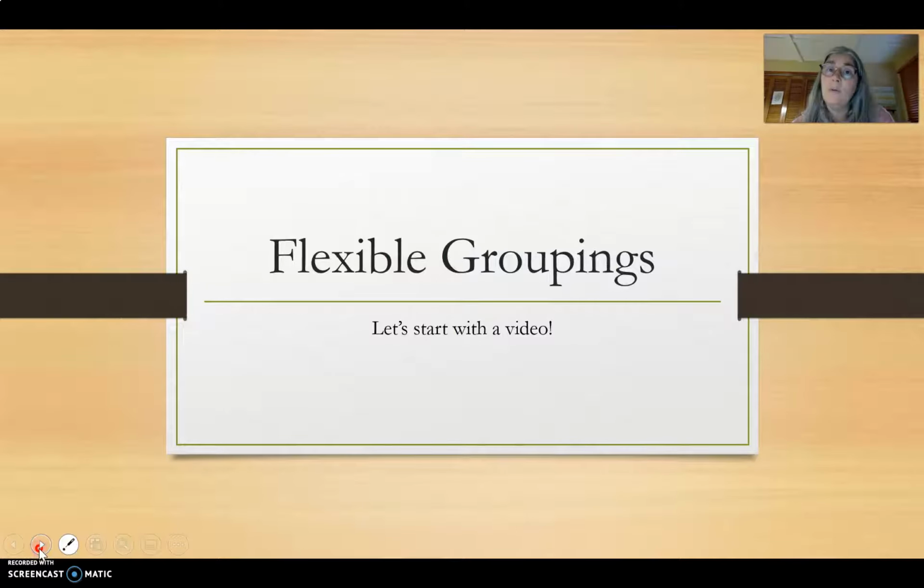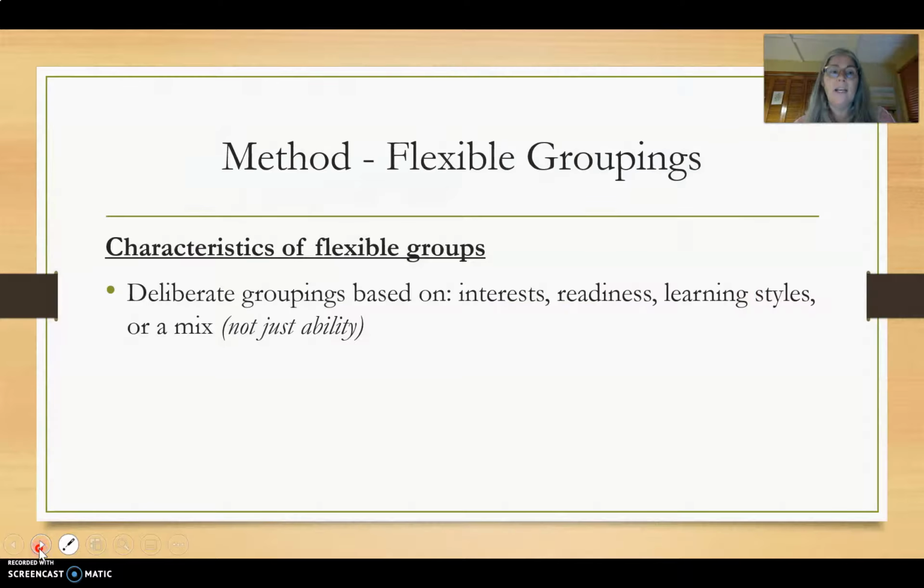Something else you want to think about when you're using differentiated instruction is flexible groupings. It's a very important part of differentiated instruction. Let's start with the video to help with this. But first, what are some characteristics of flexible groupings? What do I mean? This will also help us with the upcoming video.